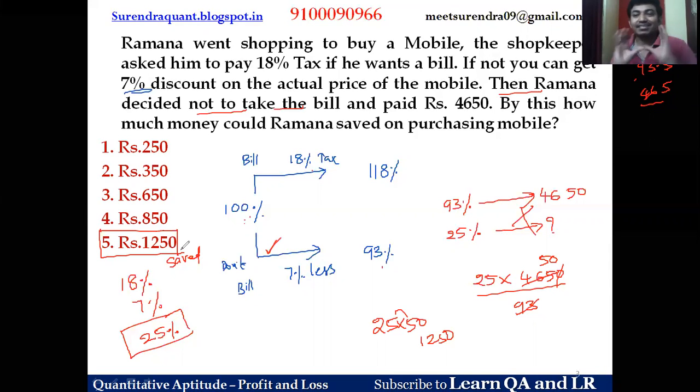So let us take the summary of the question. 100% is the cost of the gadget, here the mobile. By avoiding the bill, he saved 18% tax, and he also saved a 7% discount. Totally 25% of savings. So 93% is paid, 4650. 25% is what? Which is 1250. Next question.